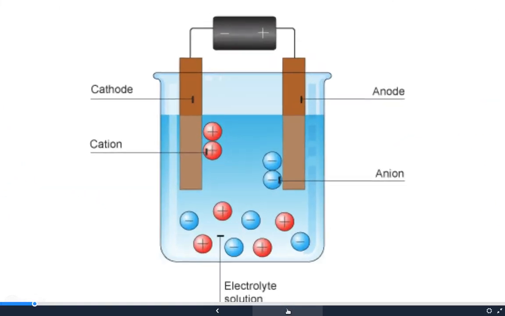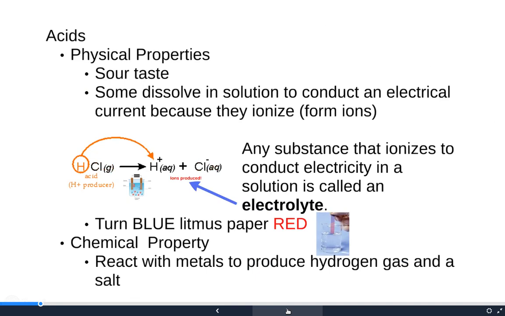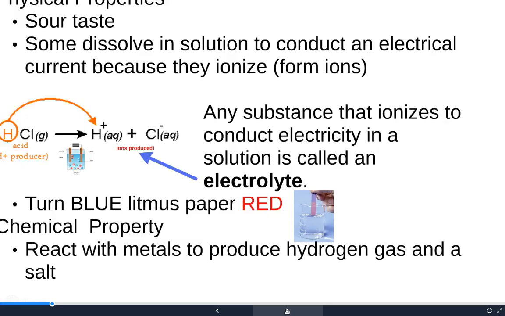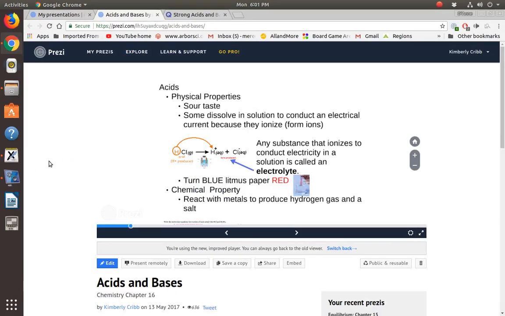Look there, bigger picture. And then we have acids turn blue litmus paper red. Acids turn litmus paper red. This is a picture of that. And they also react with metals to produce hydrogen gas and a salt. So this is just a picture of an acid turning the litmus paper red. We're going to write something on our notes real quick about that.